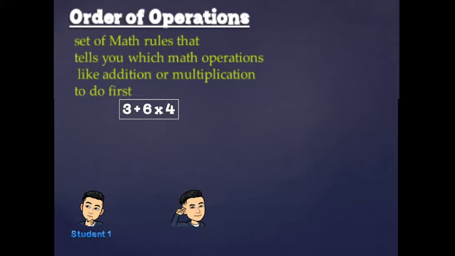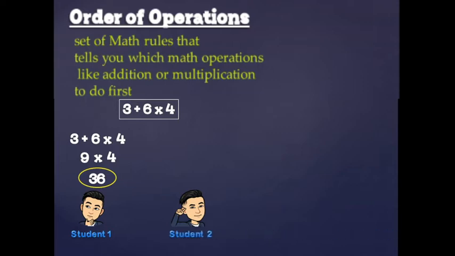Student 1 solved addition first. So 3 plus 6 is 9. 9 times 4 is 36. Is it correct? How about student number 2?